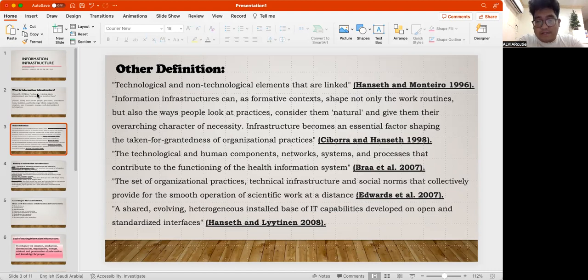Dito naman kay Edwards et al. noong 2007, information infrastructure is the set of organizational practices, technical infrastructure, and social norms that collectively provide for the smooth operation of scientific work at a distance. Dito naman kay Hanseth and Lyytinen, noong 2008, may study rin siya: a shared evolving heterogeneous installed base of IT capabilities developed on open and standardized interfaces. Kung napapansin nyo, yung study nila from 1990 to 1996, yung technology unti-unting ipinapasok. May study na walang technology, yung may study rin na ipinapasok na yung technology. Ganun nag-evolve ang ating information infrastructure.